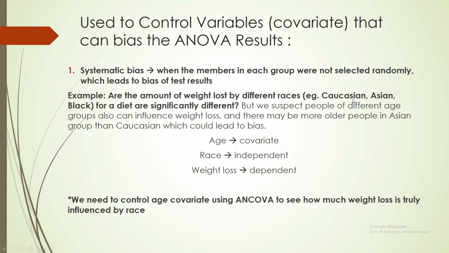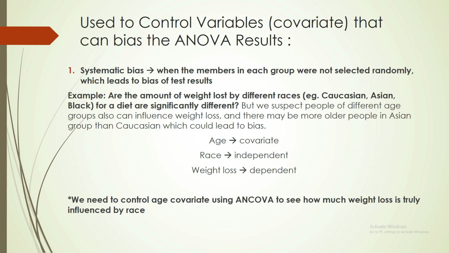So when this happens, since age influences the outcome variable, it could be possible that the difference caused by the grouping can also be influenced by the age. So in this case, we need to control the age variable, which is why the age is the covariate, the race is the independent, the group variable, and the weight loss, the amount of weight that's lost by the people, is the dependent variable.